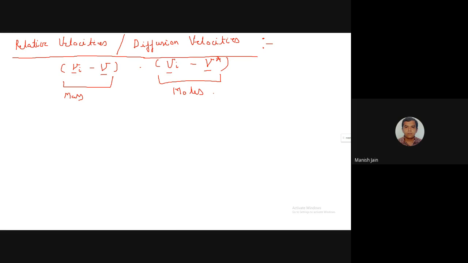Now we will start with the actual quantity, that is the fluxes. Like in momentum transfer we have the shear stress, in heat transfer we have the heat flux, in mass transfer we have the mass fluxes. So the new quantity which we will define is the mass or molar fluxes. So first, what is the flux? Fluxes are defined as the mass or molar flow of any species per unit area per unit time.